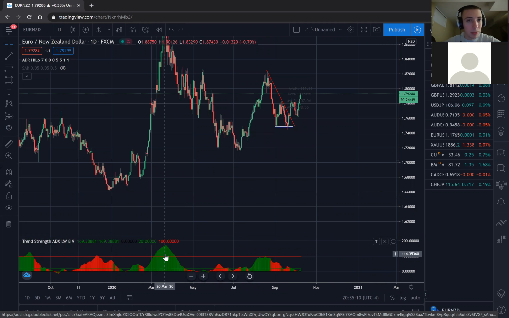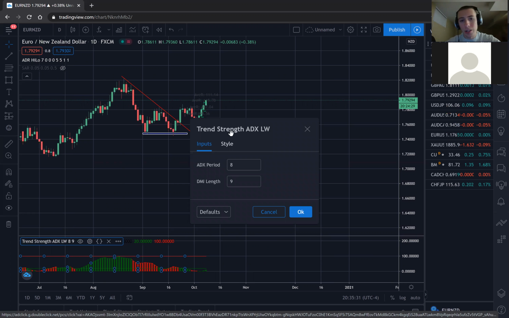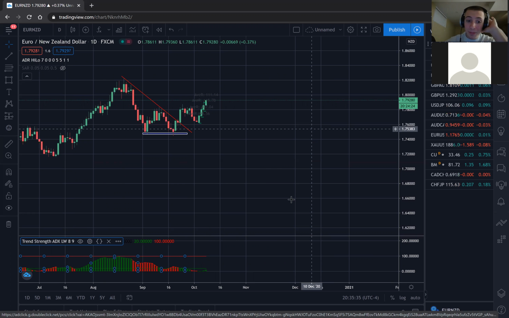without the bars. And it didn't help me that much. But the way this one is visually styled really helps me. I'm a really visual person. So it's called Trend Strength ADX LW. That honestly reminds me of MACD. It's fairly similar to MACD.